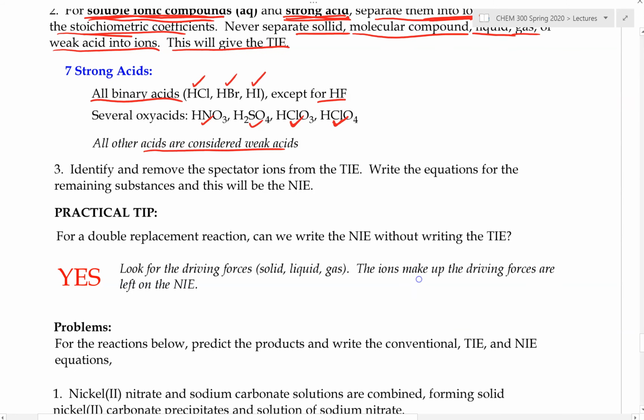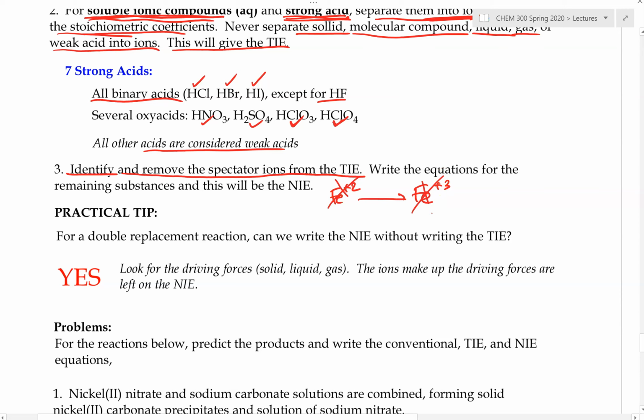And once we have the TIE already, we can then identify and remove the spectator ions from the TIE. And so the spectator ions are the ions that we see on the reactant and the product side. In order for them to be considered spectator ions, everything about them has to be the same. For example, if we talk about iron ions, iron plus 2 and iron plus 3 are not the same thing. Okay, so if we find iron plus 2 on the reactant side and iron plus 3 on the product side, they are not the spectator ions.